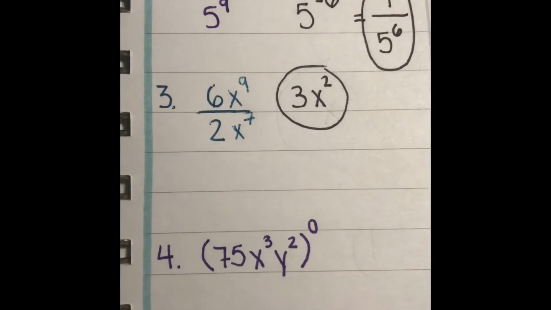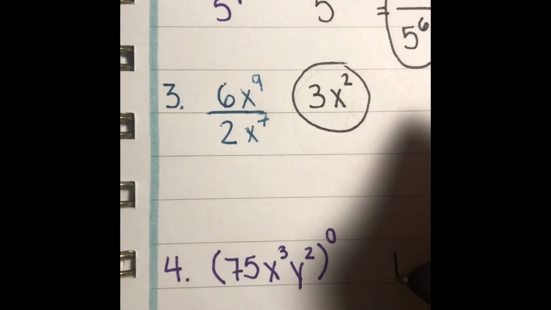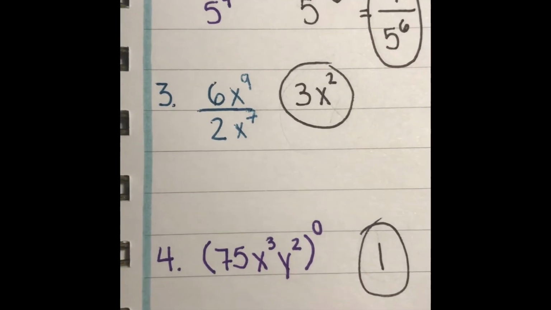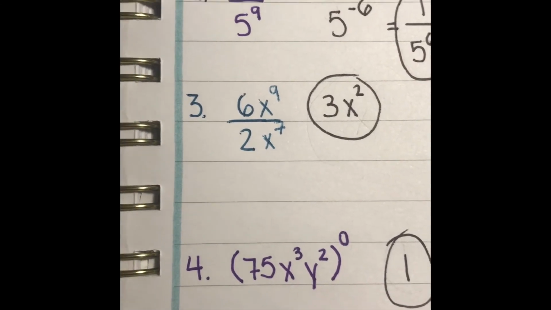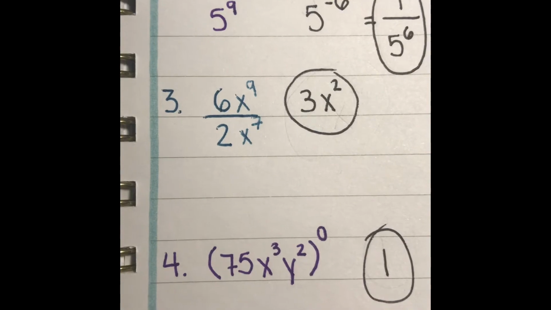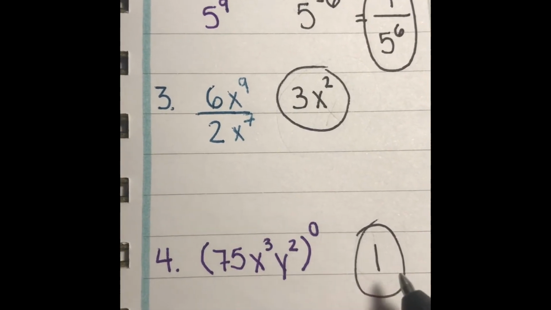Here, I know it seems a little complicated, but our rule is that if anything is raised to the 0th power, it just equals 1. So you could have some huge complex number, but if it's raised to the 0th power, it'll always equal 1.